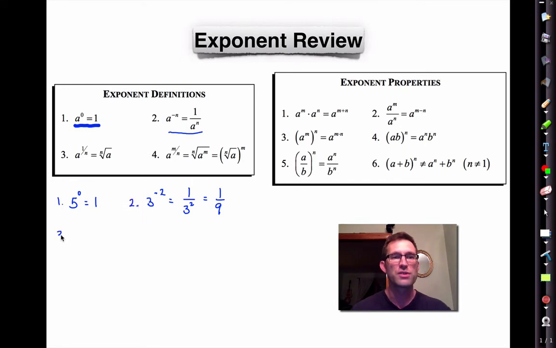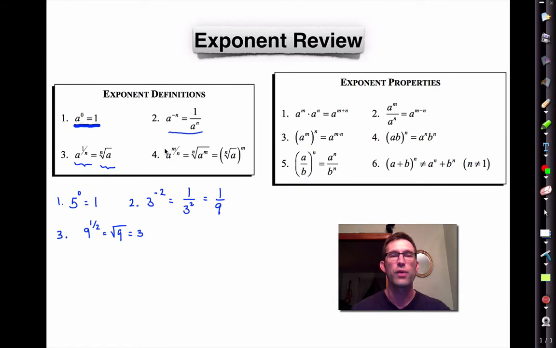You should also understand in letter 3 the equivalence between fractional powers and roots. That's exceptionally important. So if I had something like 9 raised to the 1/2, that's the same as the square root of 9, which is obviously 3.